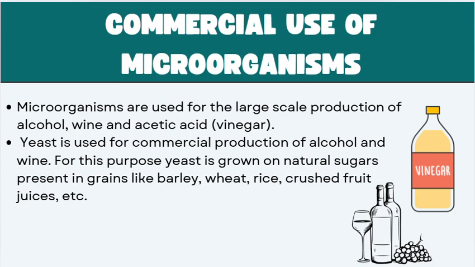Let us look at the commercial use of microorganisms. Microorganisms are used in the process of making alcohol, wine, acetic acid, and vinegar. They are used in all of these. Yeast is also used for the commercial production of alcohol and wine, and for this purpose, yeast is grown on natural sugars, that is, in grains like barley, wheat, rice, crushed fruits, juices, etc.